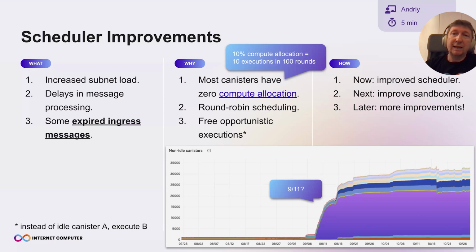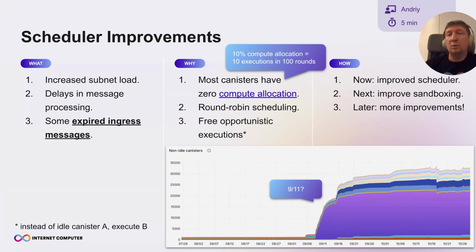To guarantee the worst case execution latency, our scheduler uses compute allocation. For example, 10% compute allocation guarantees that the canister will be scheduled at least 10 times in 100 rounds, or roughly every 10 seconds. But because it's a hard guarantee, it's costly, and we didn't have much load, so most canisters on the mainnet have zero compute allocation.